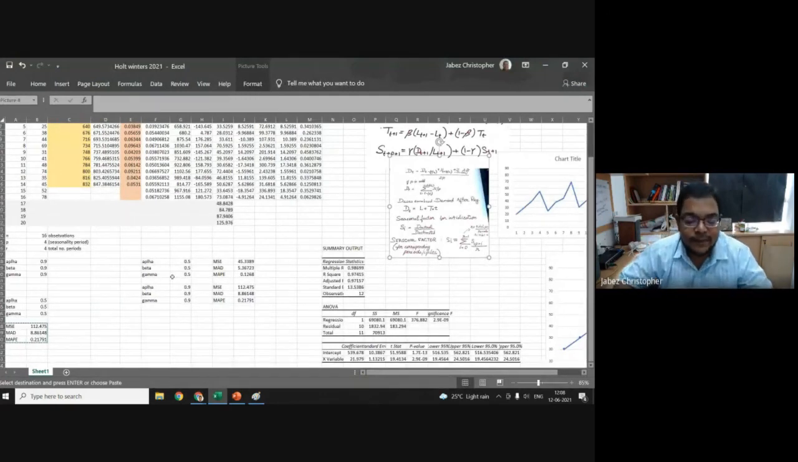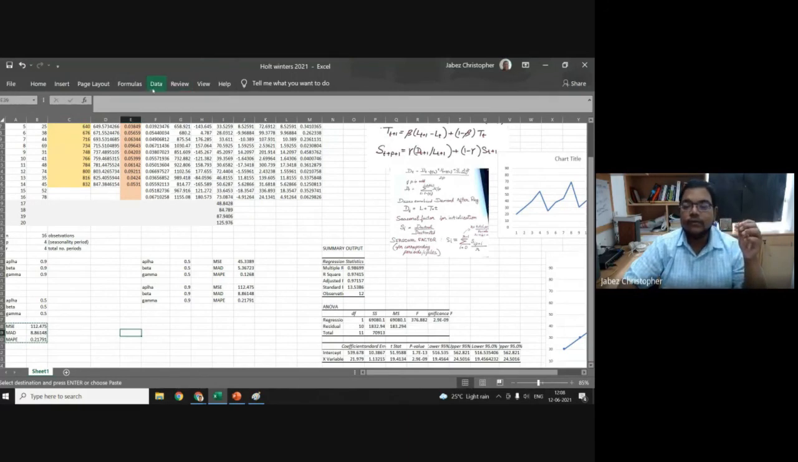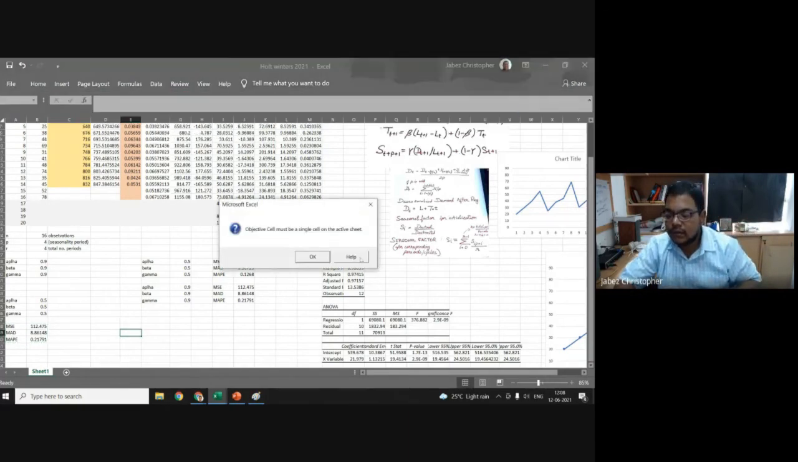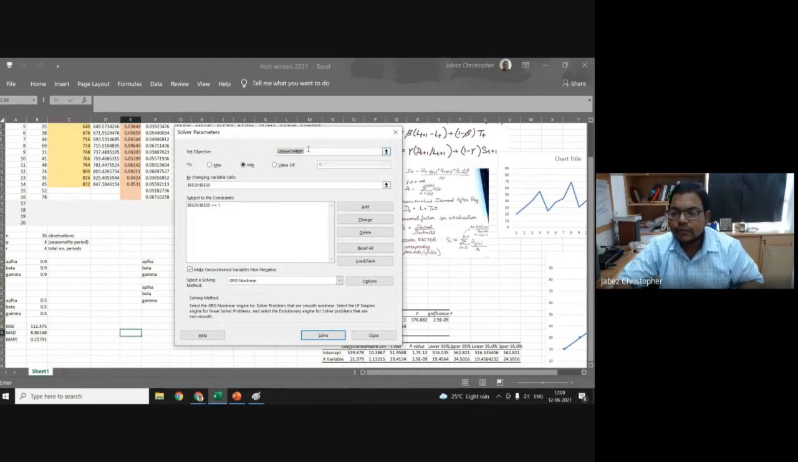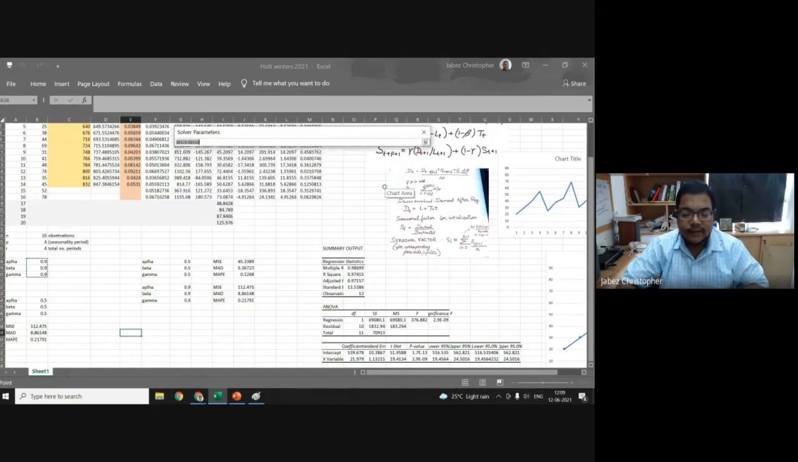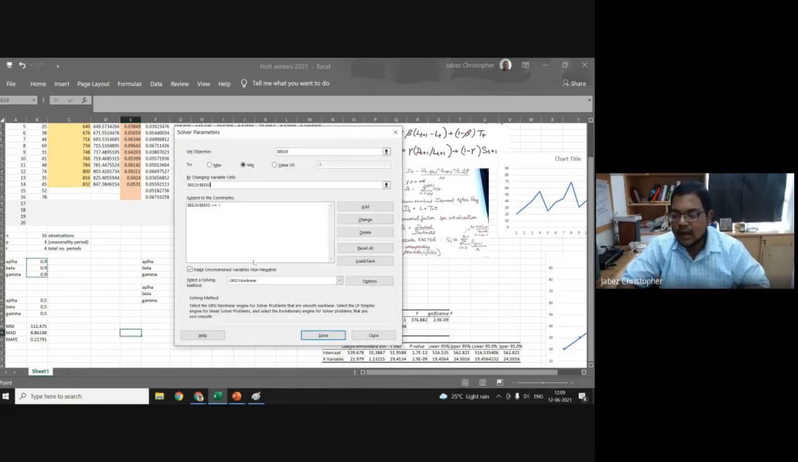Of course, in Excel, I don't have a particle swarm optimizer, but I can show you how to use an optimization tool here. So I can go to Data, Solver. My objective is going to be mean square error. I need to minimize my mean square error, right? This is my objective function, and this is minimization. By changing what variables? I can change alpha, beta, and gamma. Right? And I'm using GRG nonlinear.